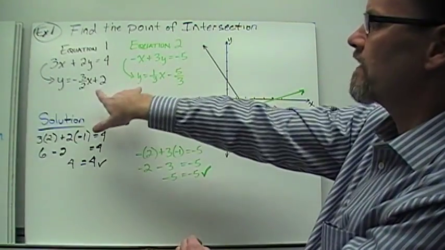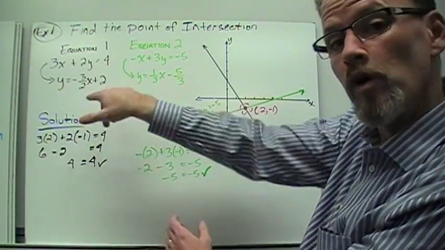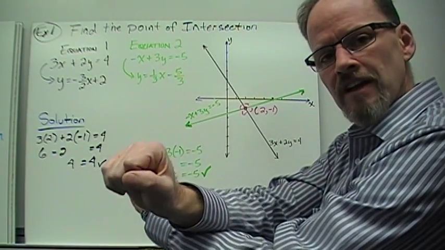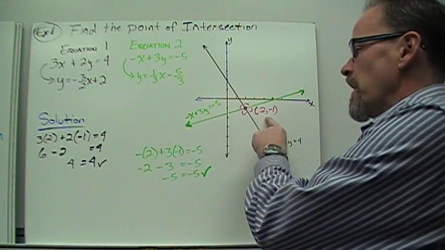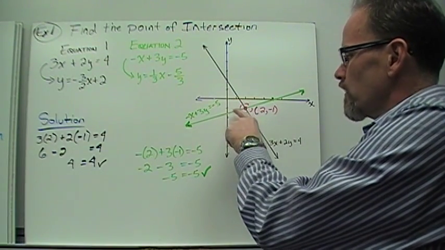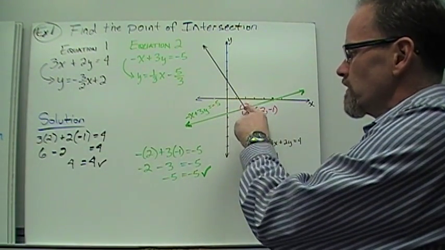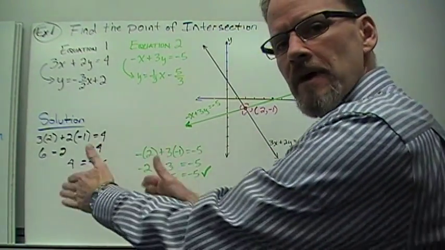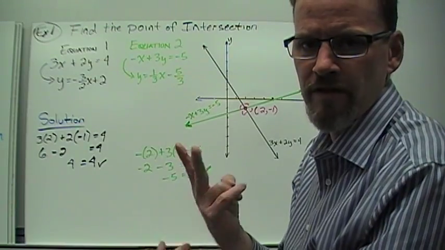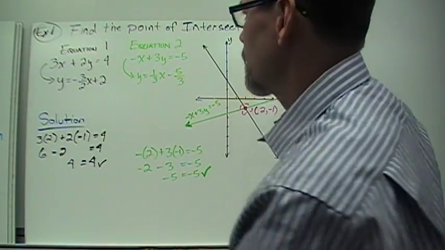So that's just finding the point of intersection. You take the equation, put it in slope-intercept form, graph it, find out where these connect, and estimate. That looks like 2, negative 1. Then plug it back into the equations and see if it works for both of them. If it works for both, we're good.